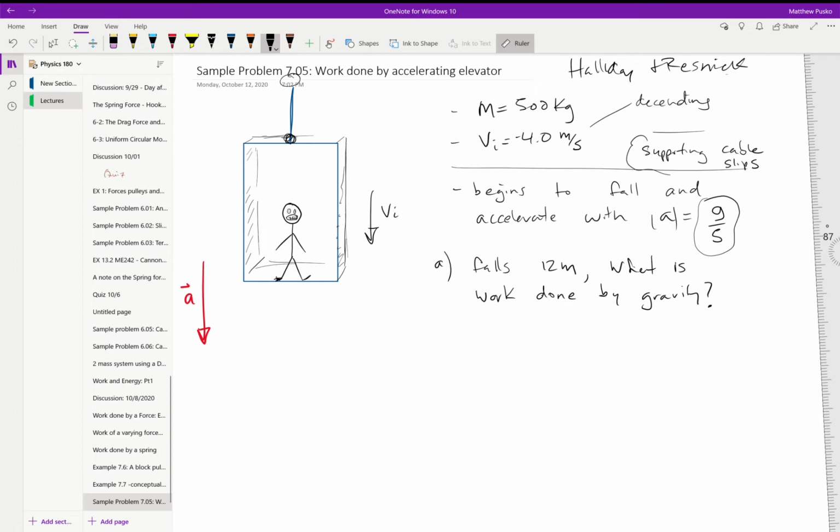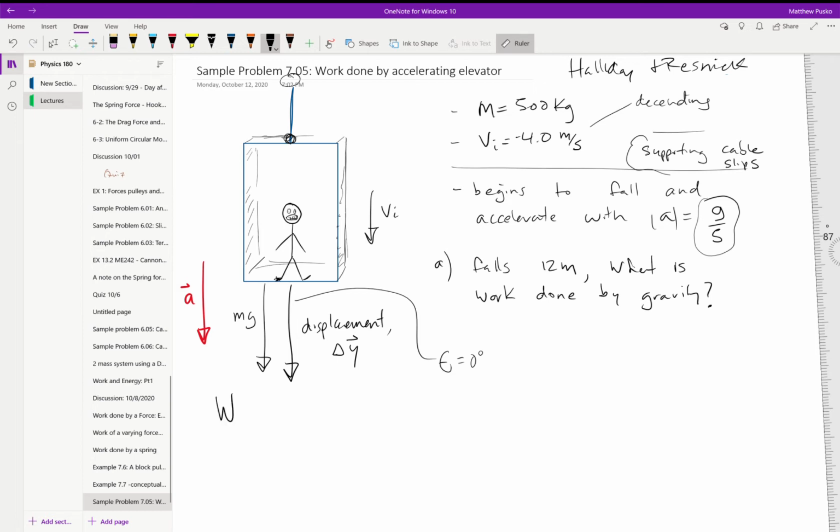The first thing it wants to ask is, after it falls 12 meters, what is the work done by gravity? Well, first of all, we should see that the displacement, we can call this delta y, is actually in the same direction as the weight. So we can say that the angle between the two of these is 0 degrees.